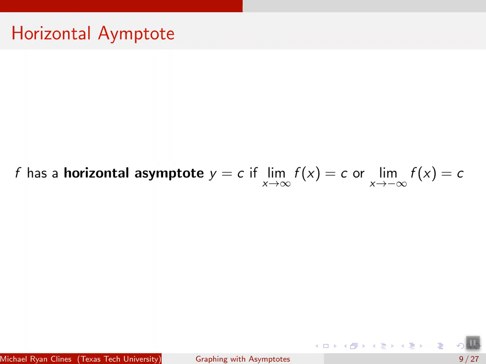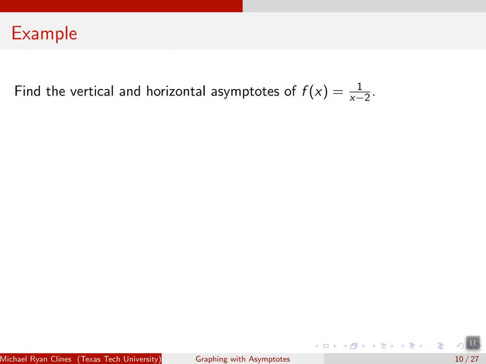As we punch in arbitrarily large values of x or arbitrarily negative values of x as we go towards plus or minus infinity, what happens to the function? Does it converge to a number, or does it take off toward plus or minus infinity? If it converges to a real number, a number we can hold, that means you have a horizontal asymptote at y is equal to that point. So let's see some examples.